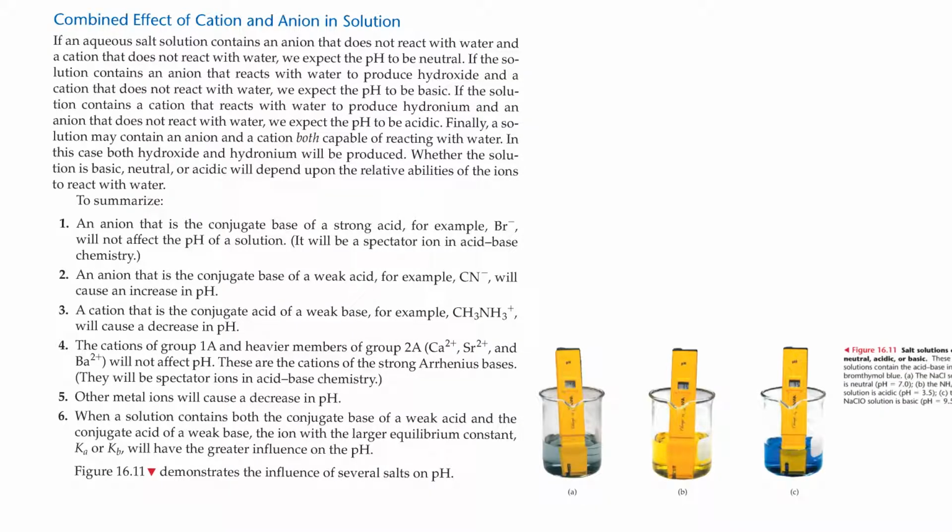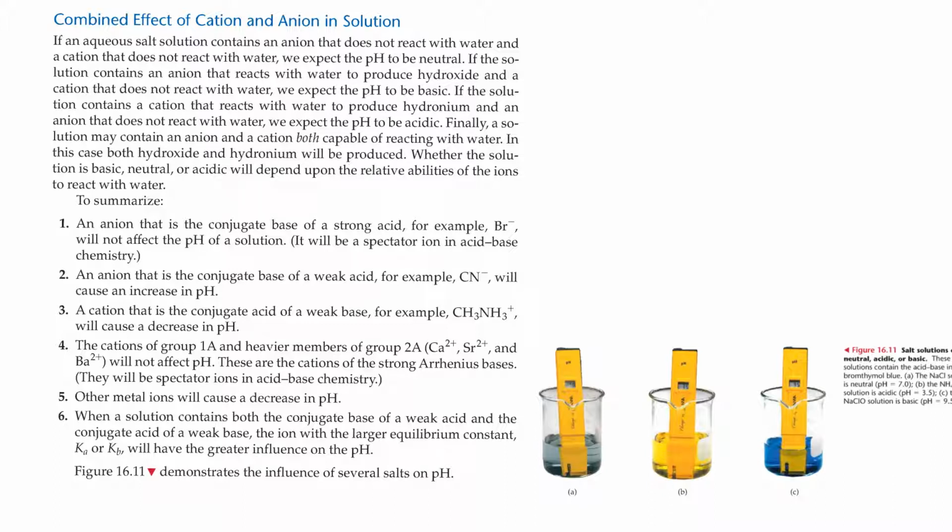Combined effect of cation and anion in solution. If an aqueous salt solution contains an anion that does not react with water and a cation that does not react with water, we expect the pH to be neutral. If the solution contains an anion that reacts with water to produce hydroxide and a cation that does not react with water, we expect the pH to be basic. If the solution contains a cation that reacts with water to produce hydronium and an anion that does not react with water, we expect the pH to be acidic.